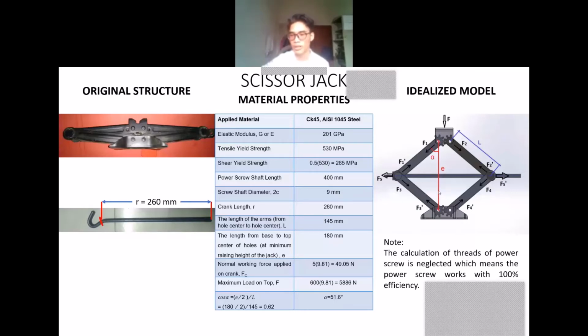For the idealized model, you have to note that, as you can see in this picture, there is no screw thread. So the calculation of the threads of the power screw is neglected, which means the power screw works with 100% efficiency. So we are going to the next slide. I will pass to Muhammad Aiman Affandi.